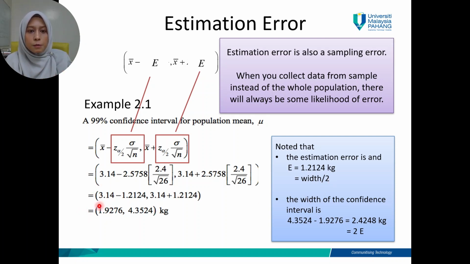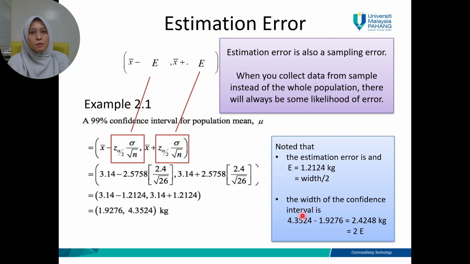In this solution, we can also see that the width of the confidence interval is given by the upper boundary minus the lower boundary, and you will get 2.4248 kilogram. It is also equivalent to 2 times the estimation error. So you see, estimation error and width are closely related. If the width of the confidence interval is bigger, then so is your estimation error. Does that make sense? If the width of the confidence interval is small, so is your estimation error.